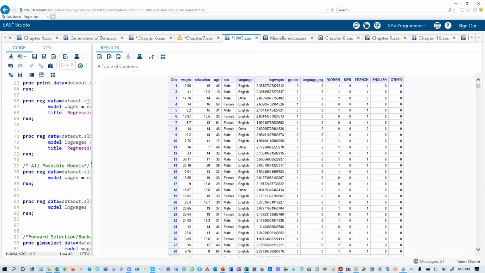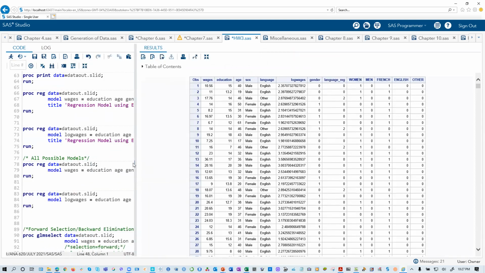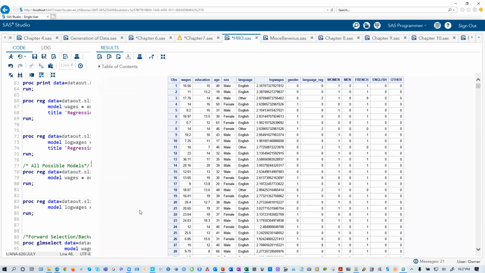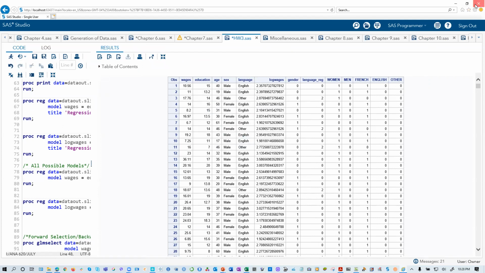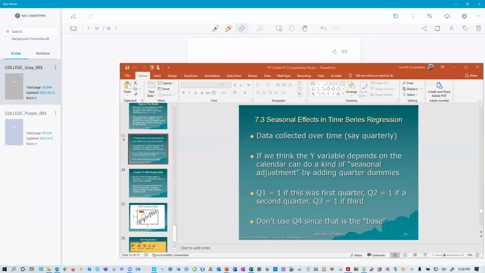This one is a very serious issue that we should not have done because of so much data. Okay, number 4 says the log wages versus education and age only. Log wages. I did this one even for the wages too.